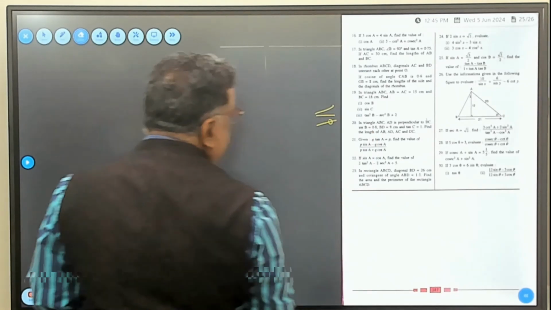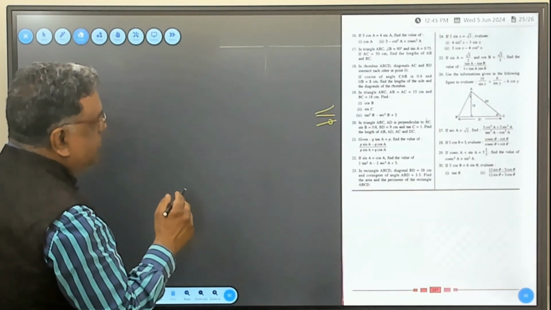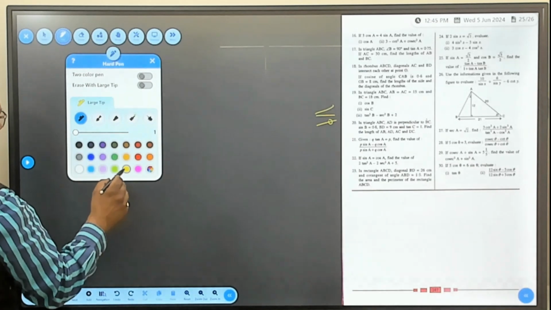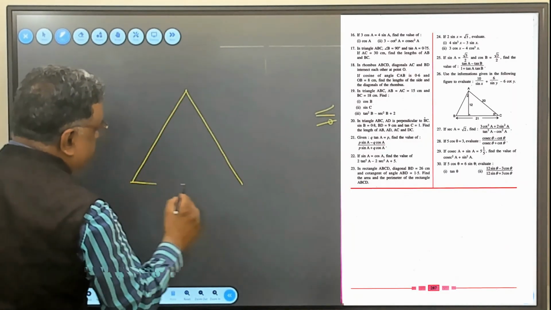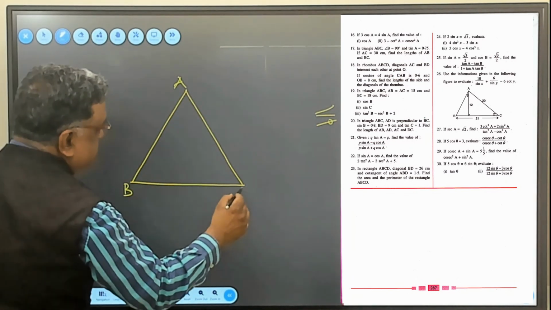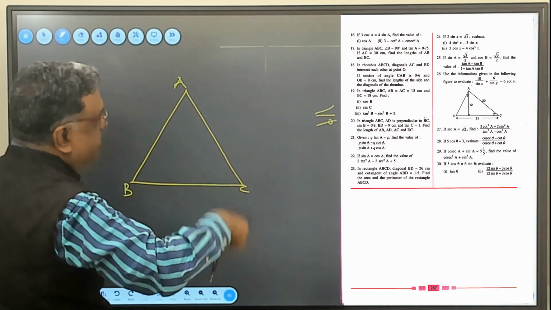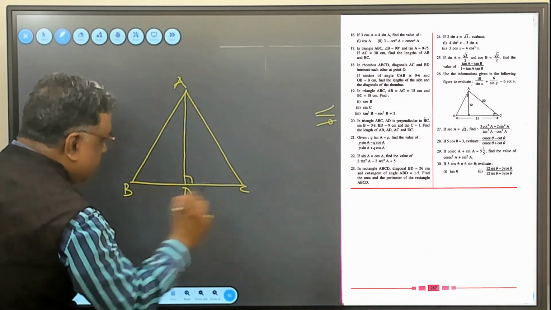Let's try to solve 20th. So, in triangle ABC, AD is perpendicular to BC. So let's try to consider a triangle ABC. So this is A, this is B, and this is C. And they've said AD is perpendicular to BC.